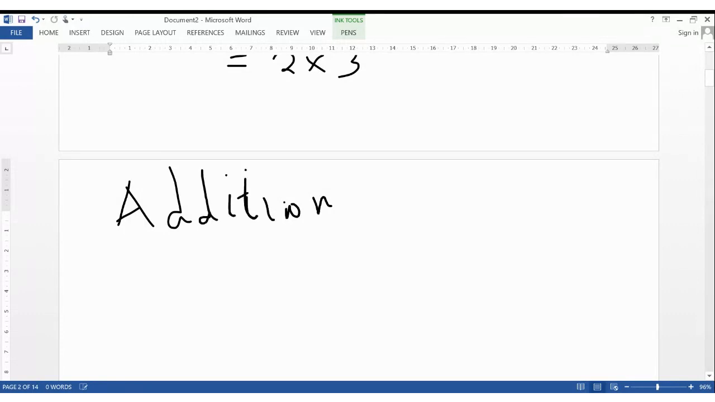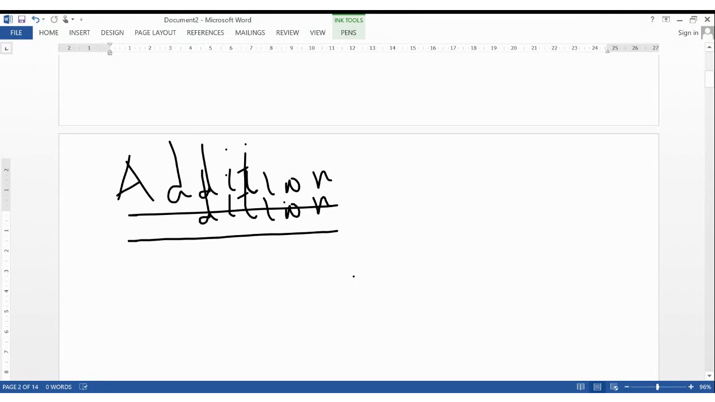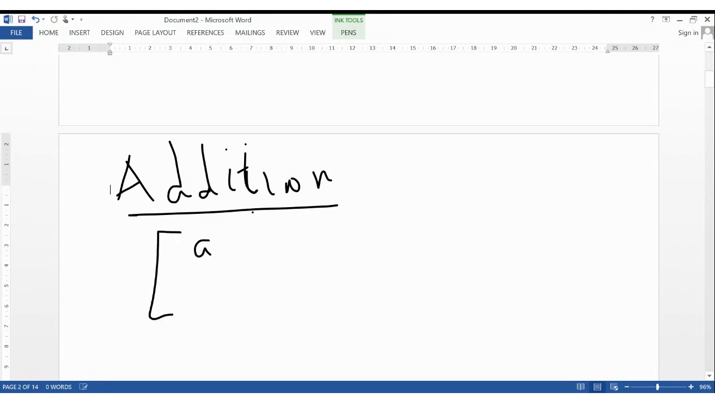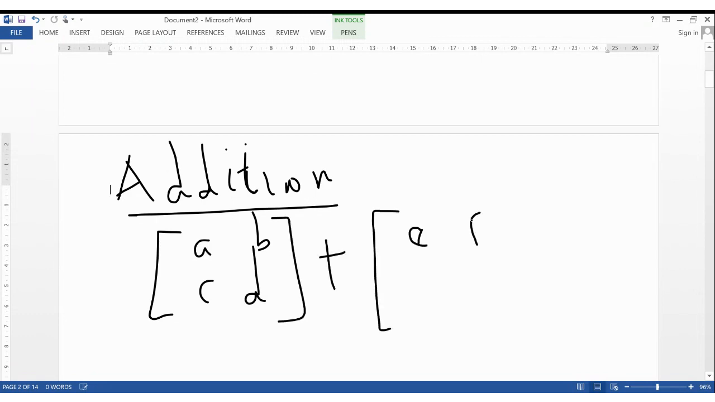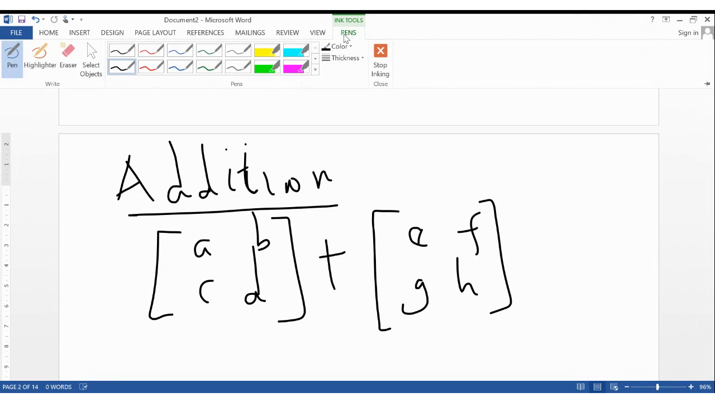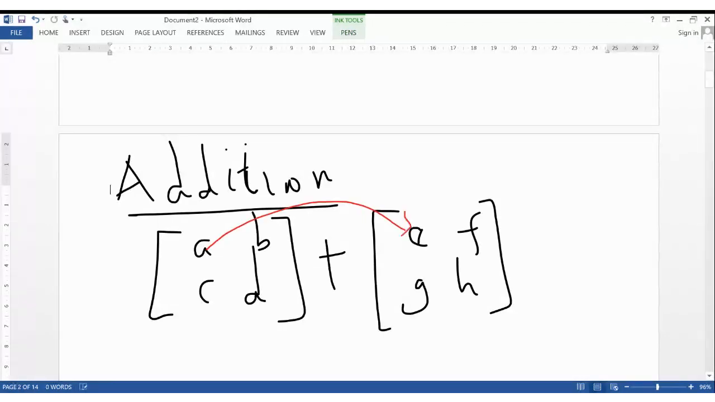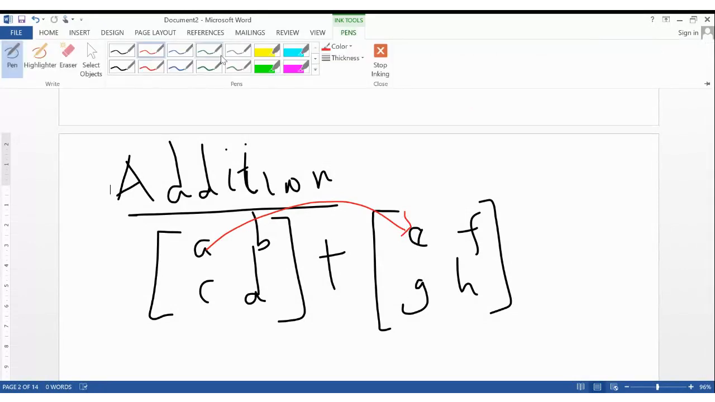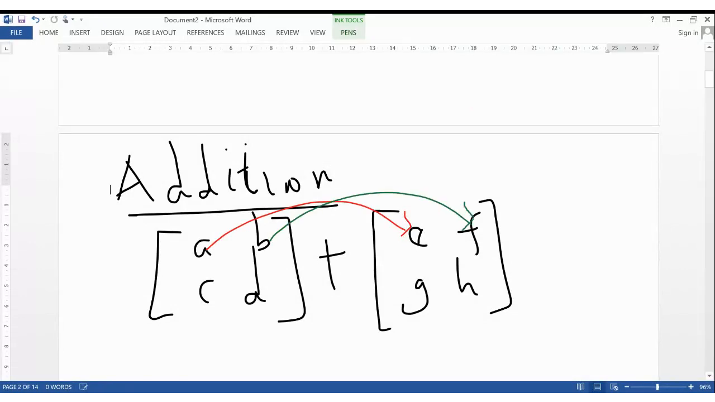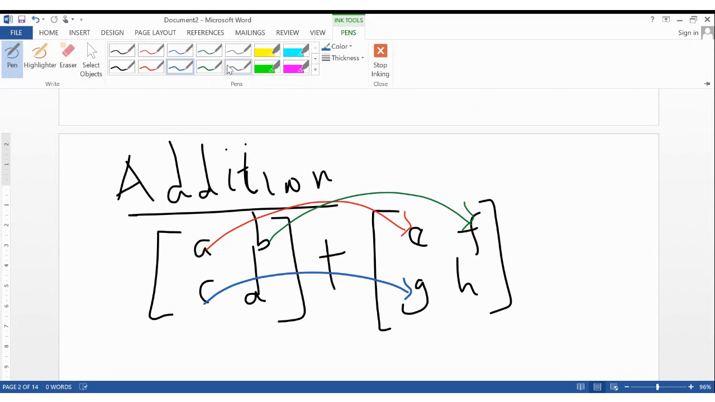So for addition, if you're adding two matrices, they must be of the same order. Let's say A, B, C, D plus E, F, G, H. Basically, what I will do is add the A with the E, then I will add the B with the F, and then I will add the C with the G. And finally, I will add the D with the H.